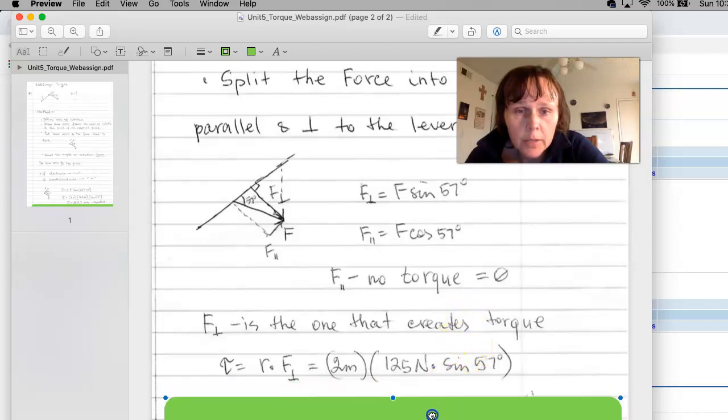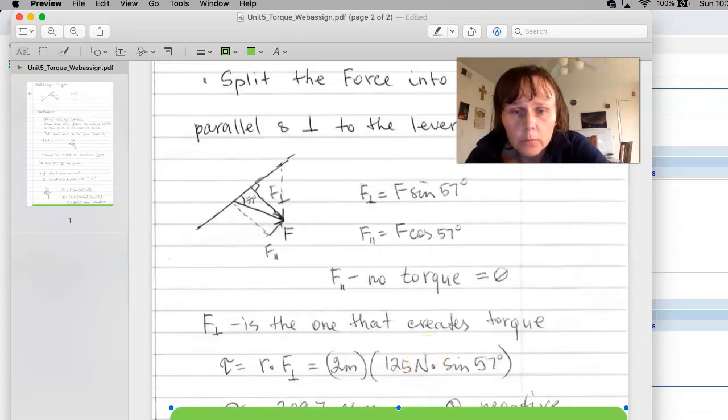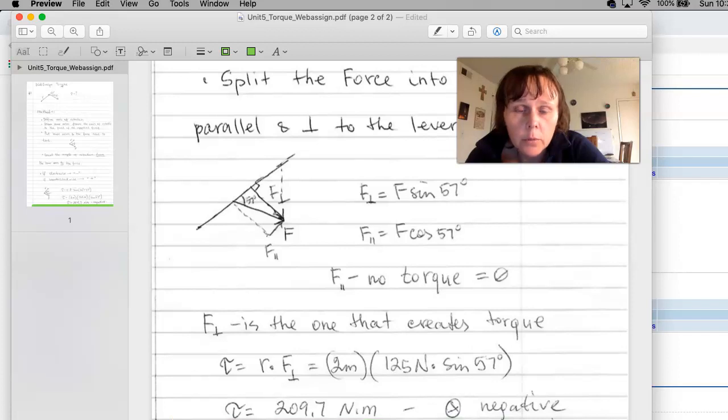Therefore, to find the torque, you just have to multiply the lever arm times the perpendicular component, which is whatever values you have in your WebAssign, and it will be the same number, 209.7 Newton meters. The direction is negative, which is clockwise.